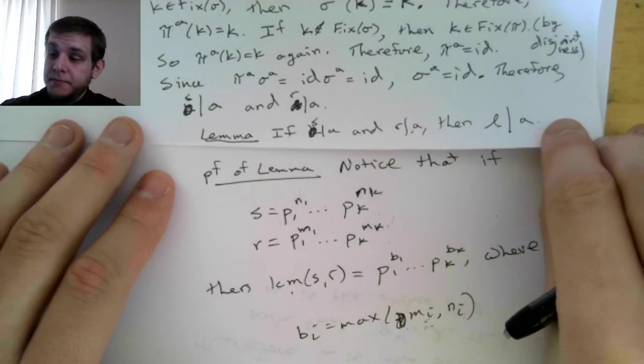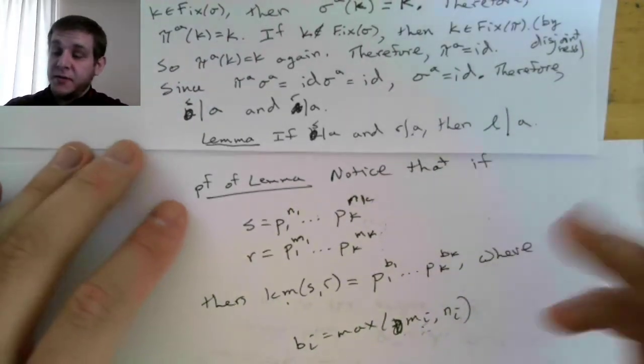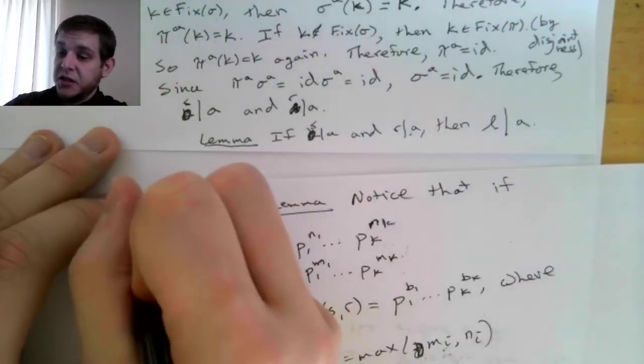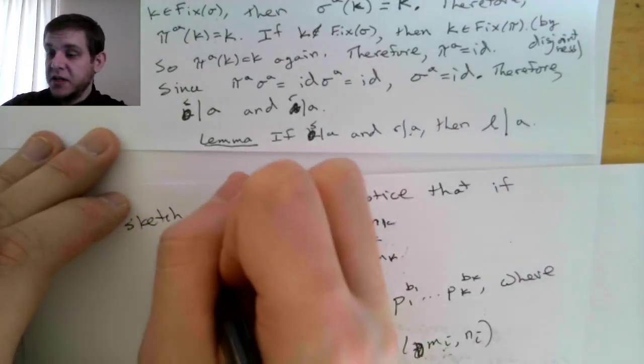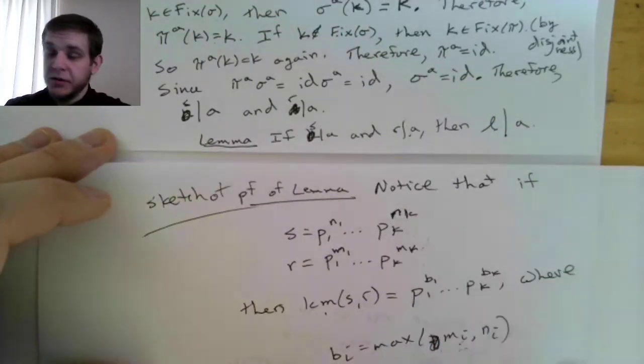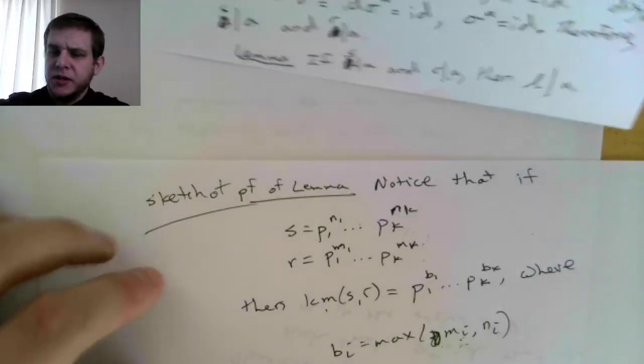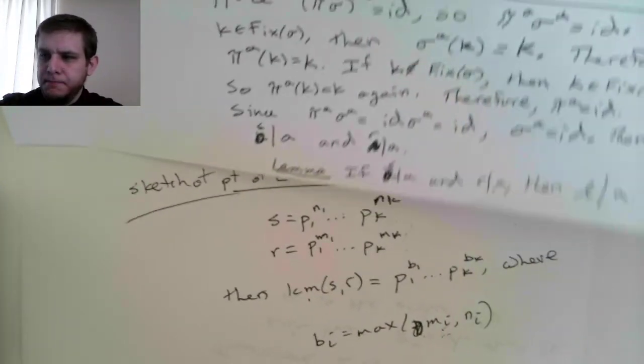And that shows... Okay, so this was a very rough sketch. So I should say this is a sketch of proof of the lemma. It's a good exercise to review what we talked about with GCDs. This is sort of a dual to GCDs. So similar, but not exactly the same.